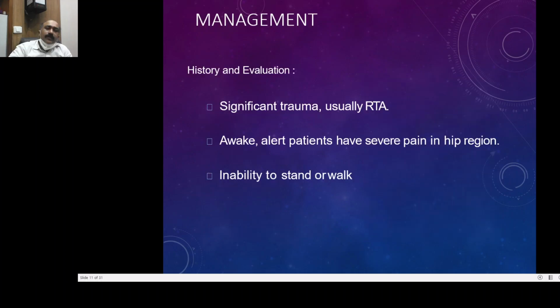Coming to management part, careful history and evaluation gives very strong clues. Patient will give history of significant trauma, usually RTA. Patient will have severe pain if he or she is conscious. Patient will be unable to walk or bear weight.